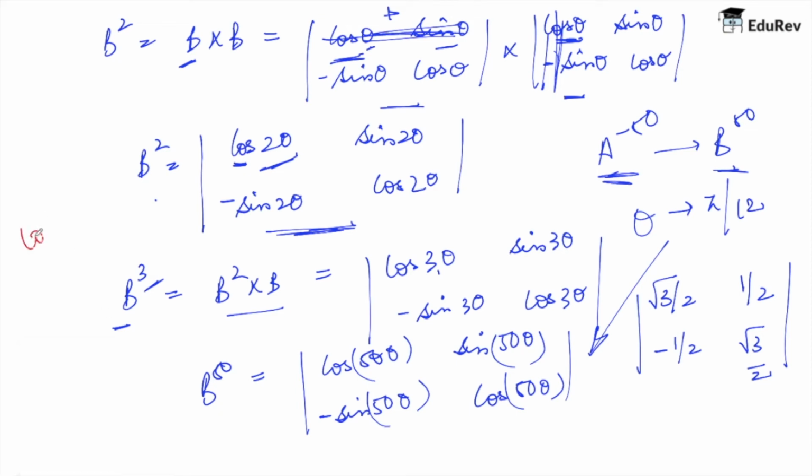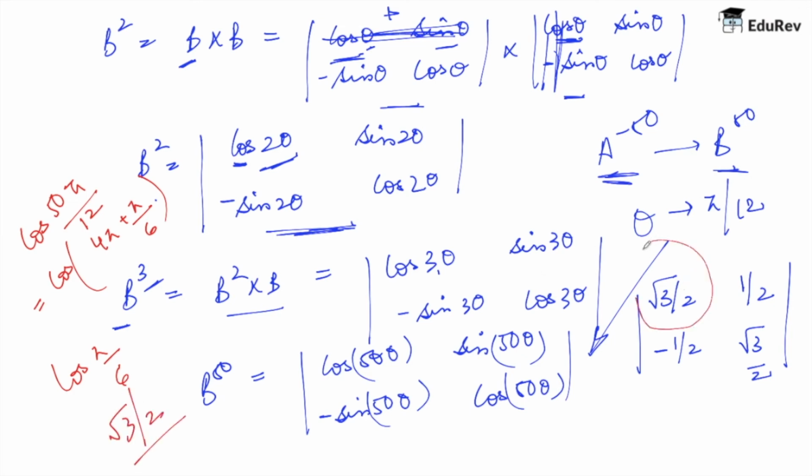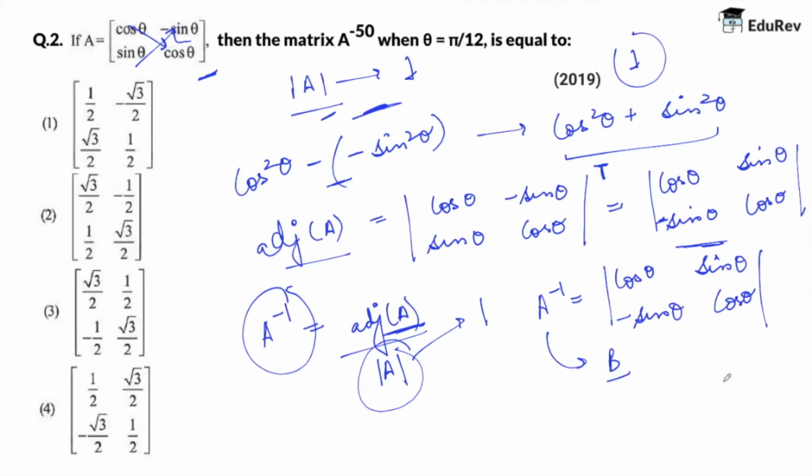Okay. So I know that cos 50 pi by 12 is going to be equal to cos of 4 pi plus pi by 6, which will be equal to cos of pi by 6, which is nothing but root 3 by 2. Similarly, as I have calculated root 3 by 2, I'll calculate all the other values. So my answer is going to be this matrix. So going back, the answer has to be root 3 by 2, then minus half. So this is the answer, that is root 3 by 2, minus half, 1 by 2 and root 3 by 2. So I hope you understood this.